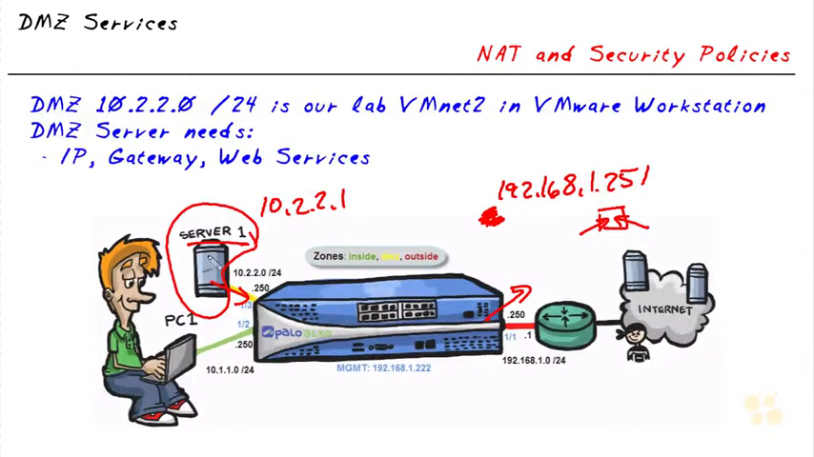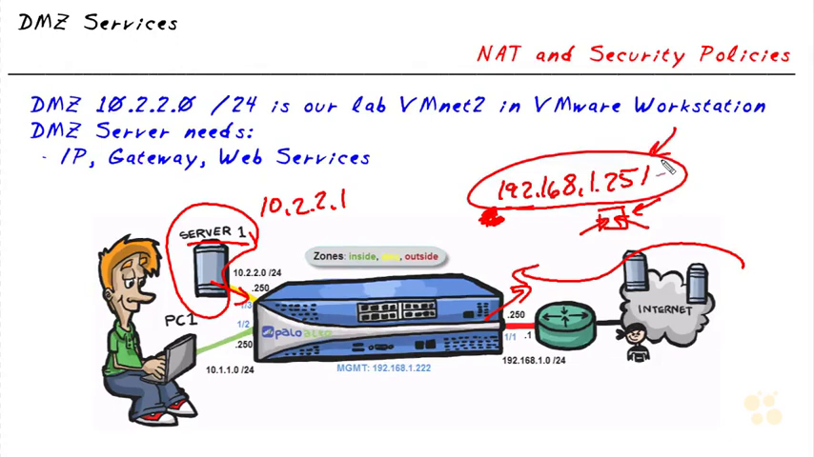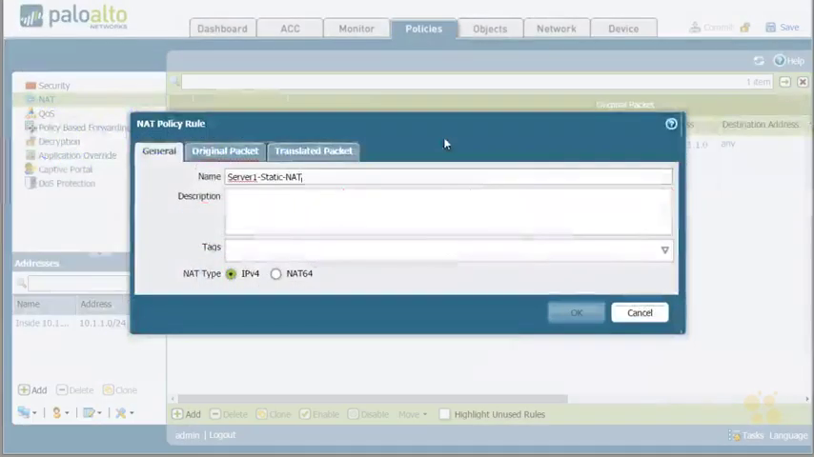So even though we're setting up the translation for the server as it goes out to the internet, if we click that checkbox, that translation will also work for individuals who are trying to go this way to get to that server IP address based on its globally routable IP address of .251. So we'll call this server 1 static NAT.